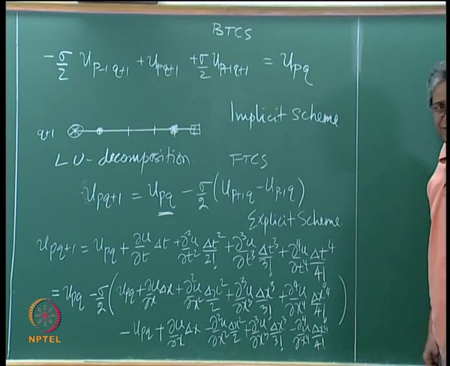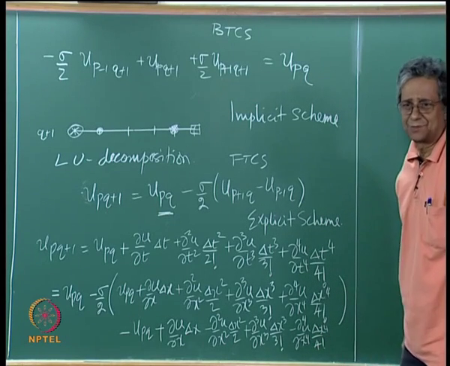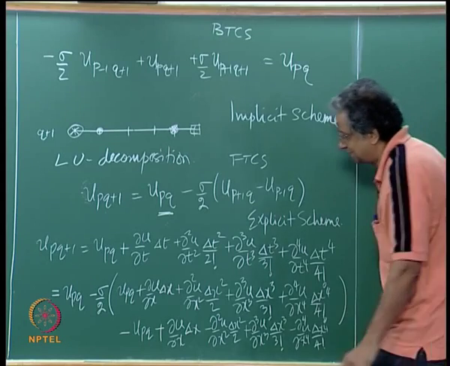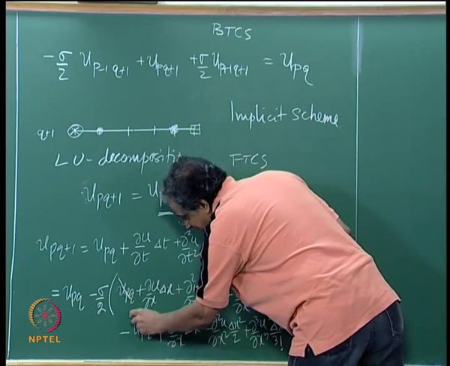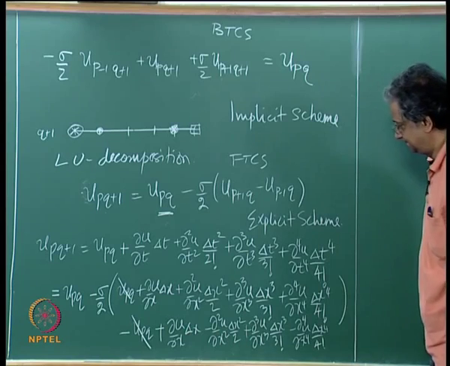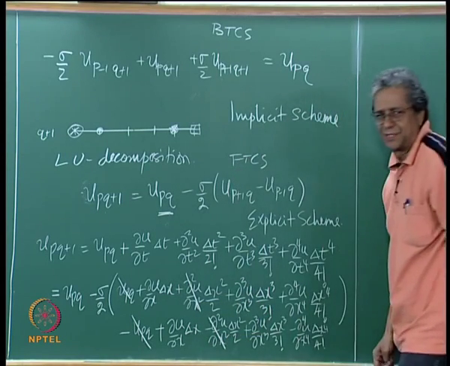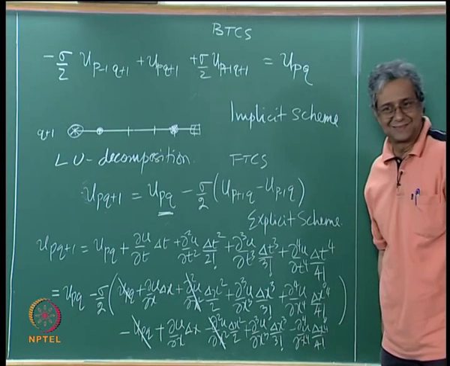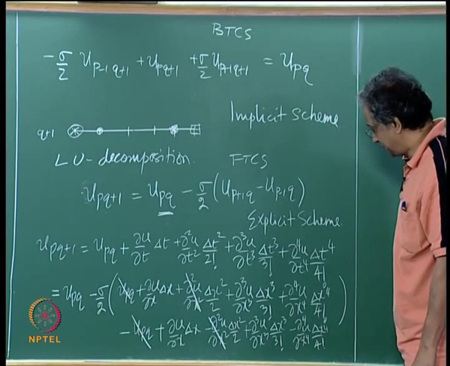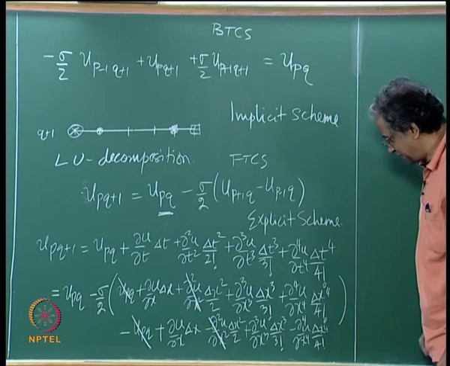It's a mess, but lots of things will cancel. Well, enough things will cancel. Not lots of things will cancel, but enough things will cancel. First of all, the UPQ goes away. The second derivative goes away. You may ask, why are you doing this? We did it for right. We did it when we were doing the derivation of the difference scheme. But anyway, humor me.